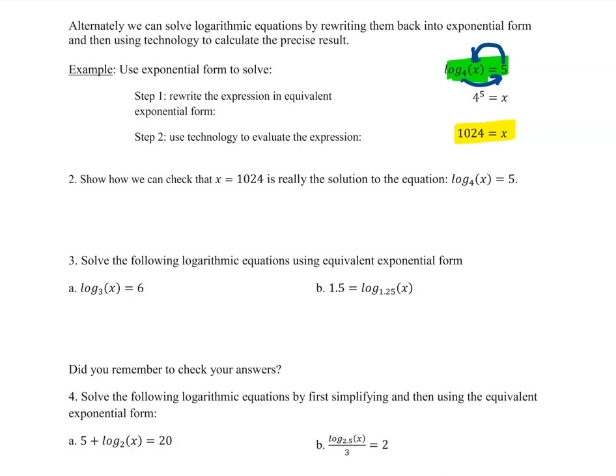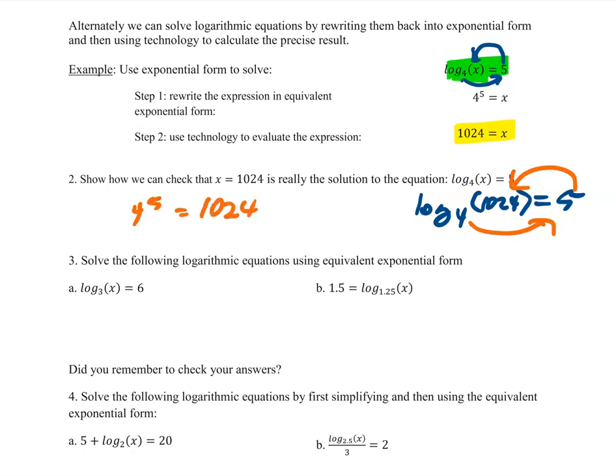So how we can check that x is equal to 1024 is really the solution to the equation log base 4 of x is equal to 5. So when we substitute, is log base 4 of 1024 equal to 5? Using these arrows, I'm going to write it here. I have a space here. Is 4 to the 5th equals 1024? And 4 times 4 times 4 times 4 times 4 is equal to 1024. So that is correct.